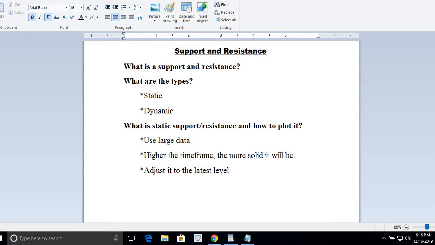Area of value in the sense that something should be happening in that area which will be resulting in either a price hike, price appreciation or depreciation, and that point is termed as area of value. It should contain a value, and that is where the support and resistance lies.